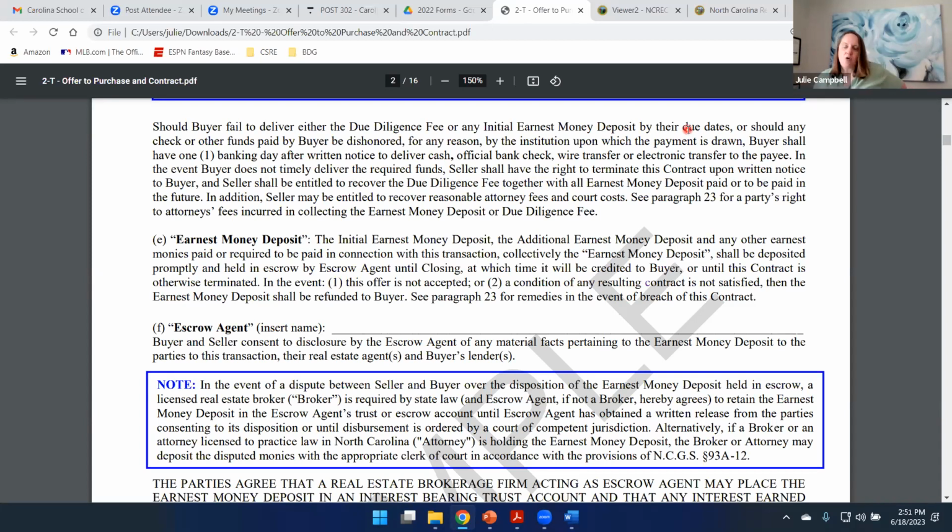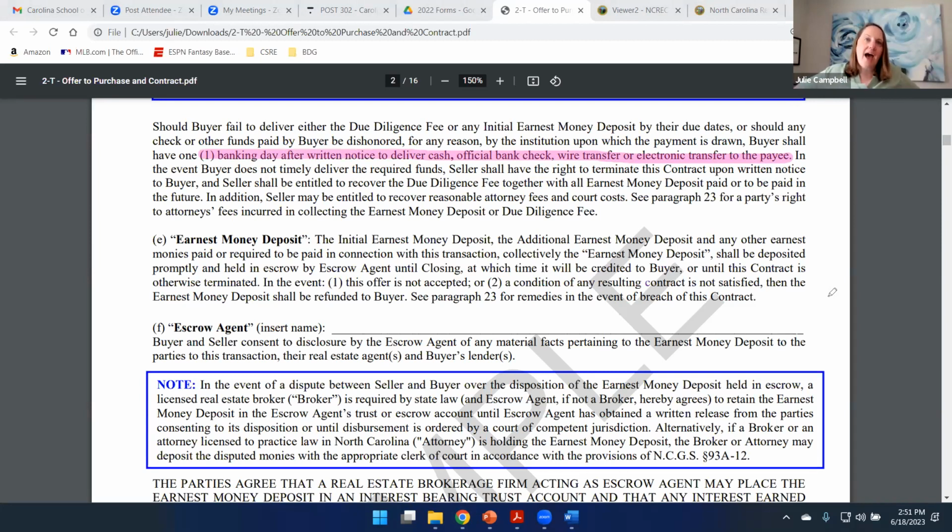If it's late or if it bounces, the buyer shall have 1 banking day after written notice to deliver readily available funds to the payee. In this case, the payee is the seller. You do not see personal check here. Your check already bounced. I don't want another personal check from you. Now I want cash, official bank check, wire transfer, electronic transfer.